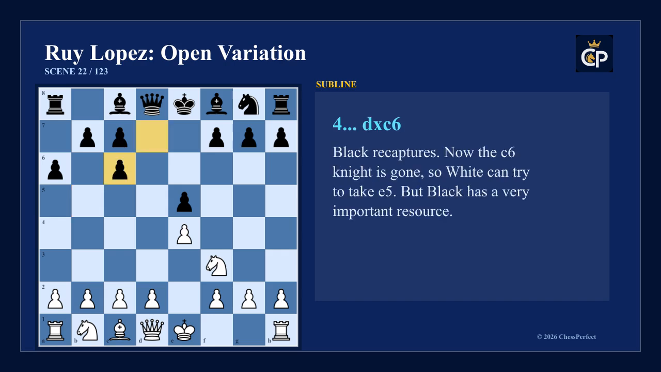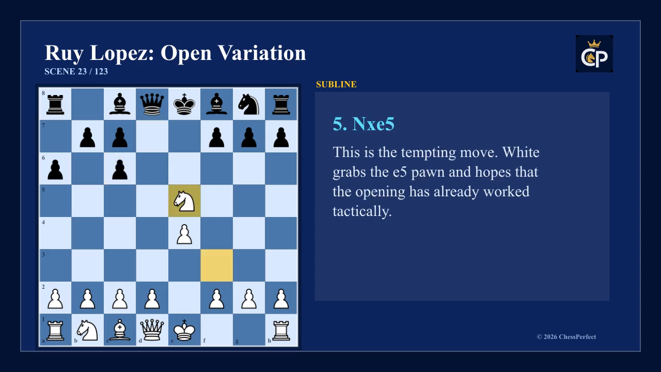d takes c6. Black recaptures. Now the c6 knight is gone, so White can try to take e5. But Black has a very important resource. Knight takes e5. This is the tempting move. White grabs the e5 pawn and hopes that the opening has already worked tactically.